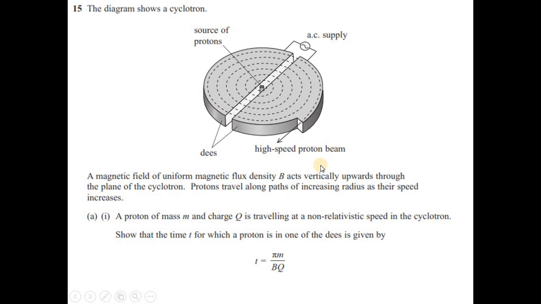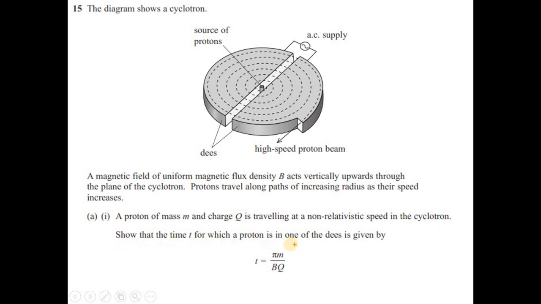The diagram shows a cyclotron. A magnetic field of uniform magnetic flux density B acts vertically upward through the plane of the cyclotron. Protons travel along a path of increasing radius as their speed increases. A proton of mass m and charge q is traveling at a non-relativistic speed in the cyclotron.